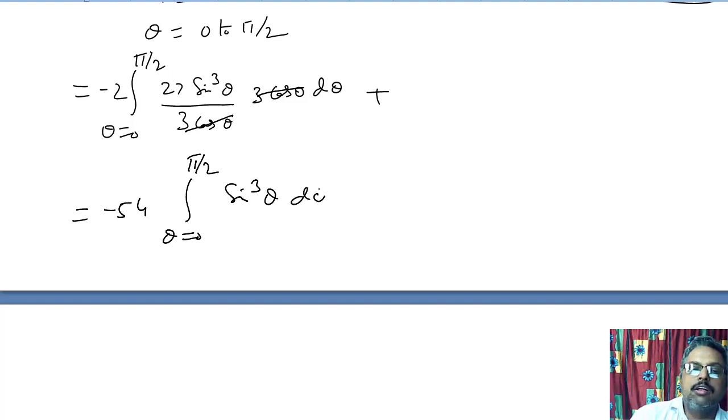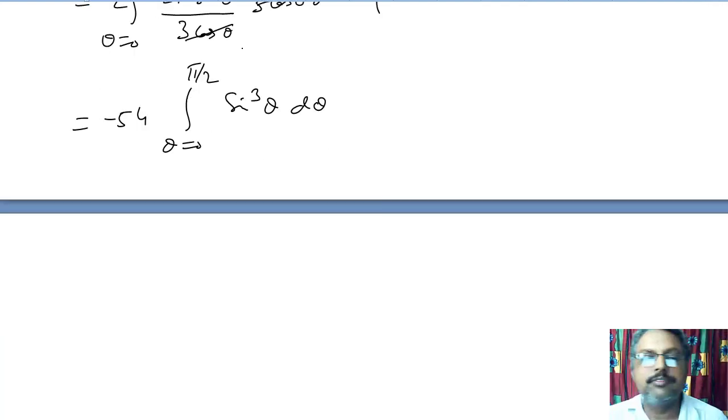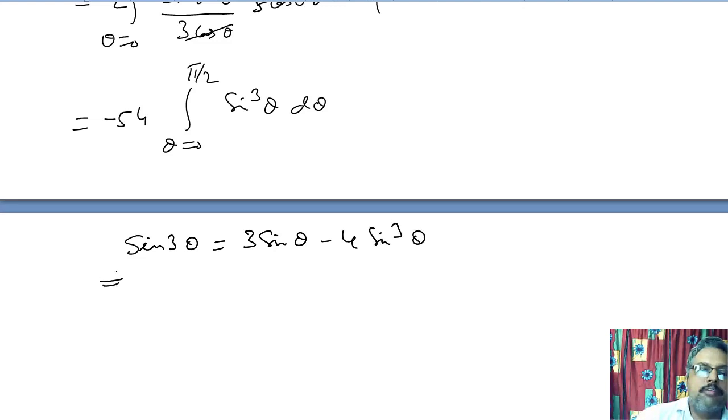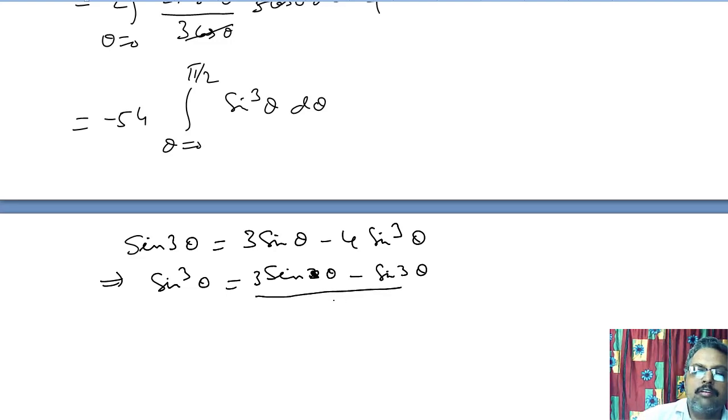Now sin cube theta. What is sin cube theta? What is sin 3 theta? The sin 3 theta formula, I will write here. Sin 3 theta equals 3 sin theta minus 4 sin cube theta. From this one, sin cube theta equals 3 sin theta minus sin 3 theta by 4.